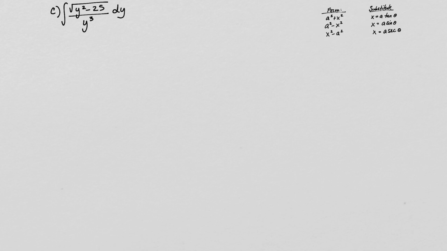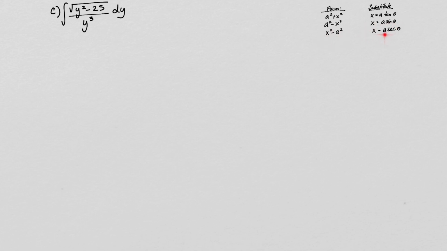So remember, here's our substitution. Okay, so again, if you tried to do regular old substitution on this problem, it's not going to go well for you. So which form is this problem here? Yeah, x squared minus a squared. And what is my a? Yeah, so the a is 5. So we're going to use x squared minus a squared.